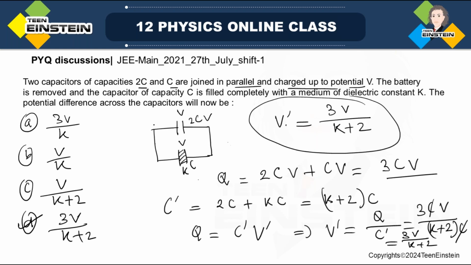Okay, so this was very simple. You have to just apply the conservation of charge here, or the concept that the total charge remains constant.